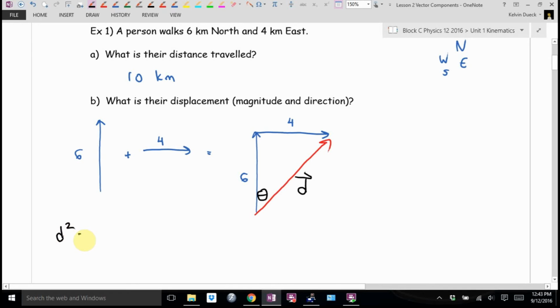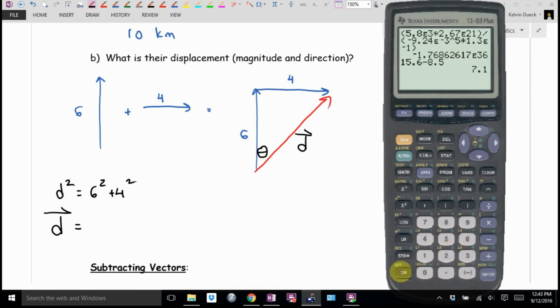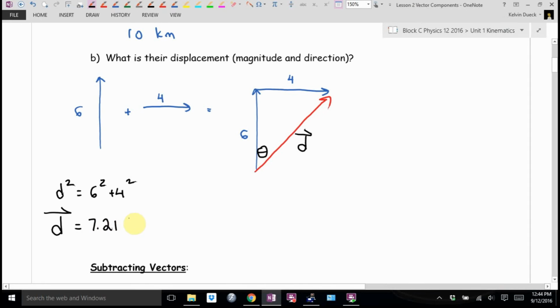Pythagoras: d squared equals 6 squared plus 4 squared. D is going to be the square root of 6 squared plus 4 squared, which is 7.21. I said to you guys last day, final answers this year, 3 sig figs no matter what. Units, kilometers. That's the magnitude. Now I need the direction.